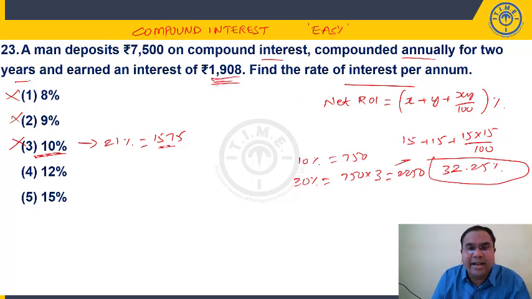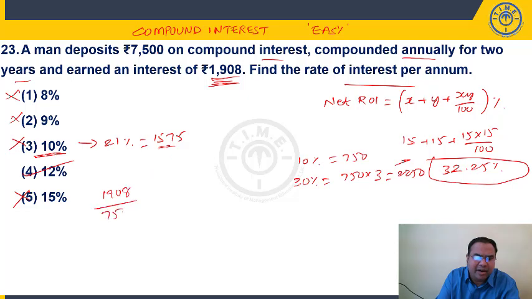That means interest amount should be more than 2,200. But what's the interest amount we are getting? 1,900. So it cannot be 15% also. So what is the option that is left out? 12%. That should be your answer. Or if you are going through procedure, there is a best way to solve this question. That's why I'm saying it is easy if you go by options.